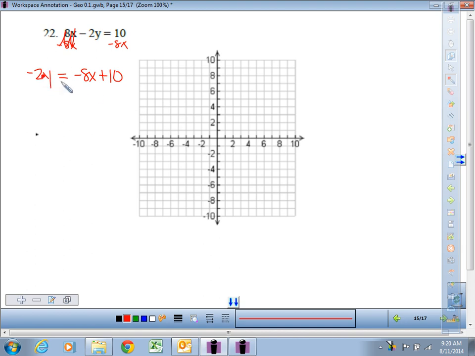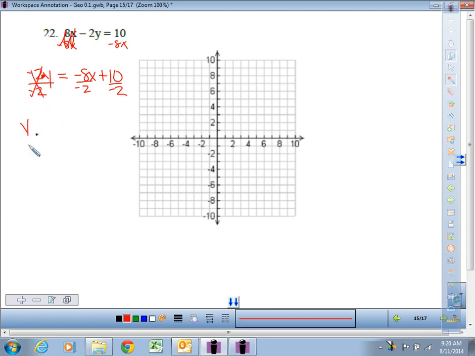What I see people doing wrong here is they try to add 2. Well, that's not a y plus 2. That is negative 2 times y. So to get rid of the times, we have to divide by negative 2 all the way through.